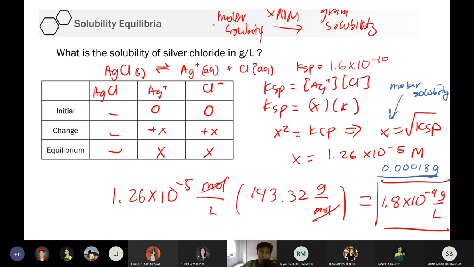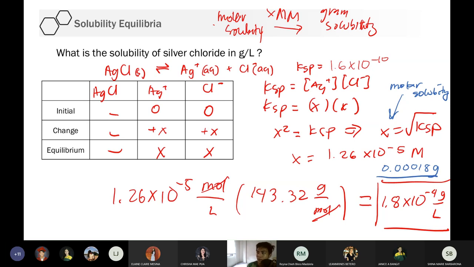Hanggang dyan lang yung limit. Okay? Kahit dagdagan mo yan, wala. Hanggang dyan lang talaga yung limit. Kasi baka isipin nyo, Le Chatelier's principle may apply here, no? Kasi I added reactant. So, dagdagan ko ng silver chloride. Pero, the reaction will not be shifted to the product. Bakit? AgCl solid doesn't affect the equilibrium expression. Blank siya eh. So, that means wala siyang effect dito sa ating equilibrium. So that means, gano'n man karami ilagay mong AgCl, hanggang dyan lang talaga yung kaya ma-dissolve.